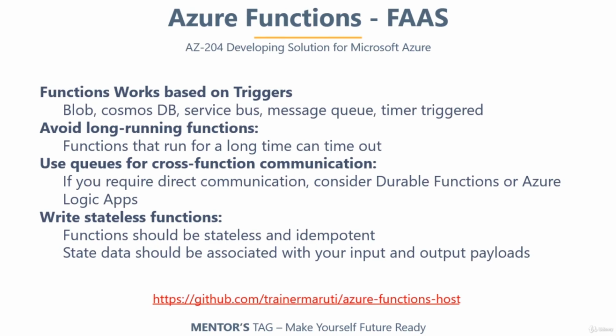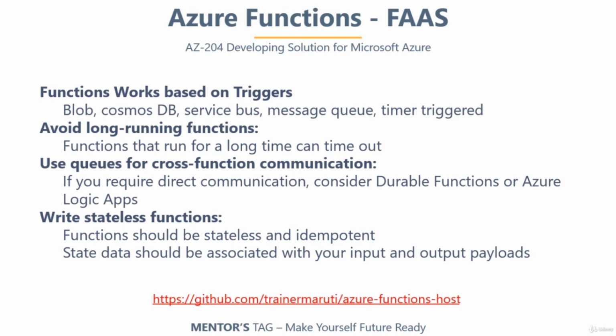There are a couple of things which I want you to keep in mind when we are dealing with Azure Functions. Remember, functions are based on triggers, and that's why you can trigger them either from a blob, Cosmos DB, service bus, message queuing, or maybe a timer trigger based scheduled function, where you can configure that every certain period of time it is going to get executed again and again.